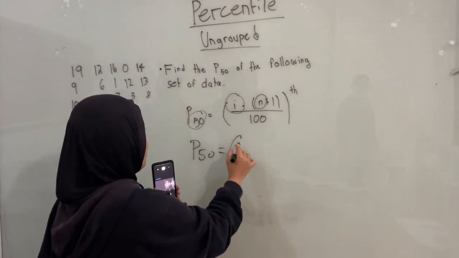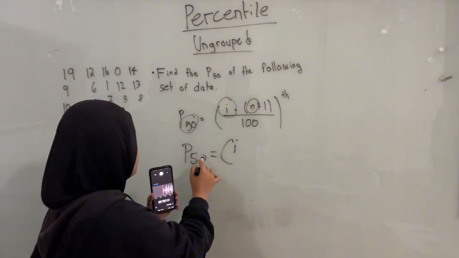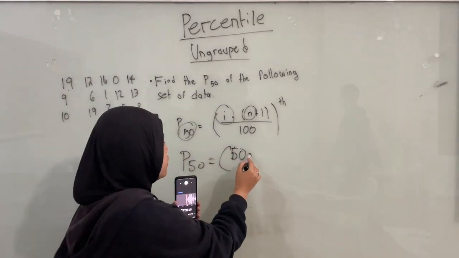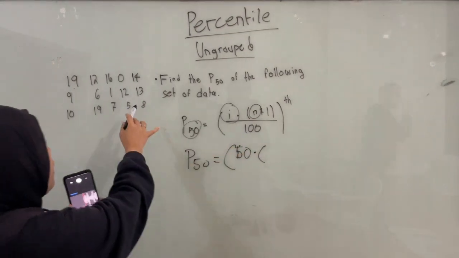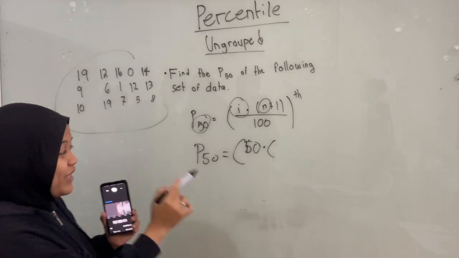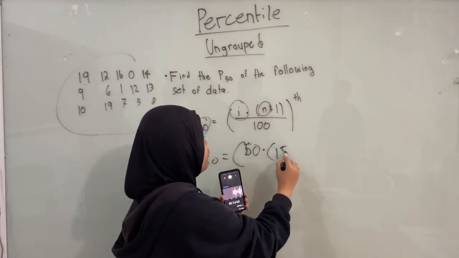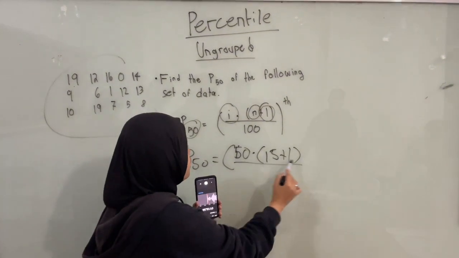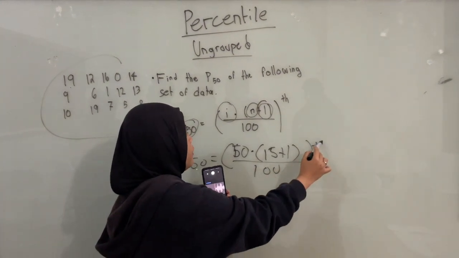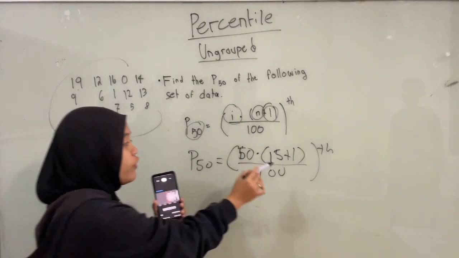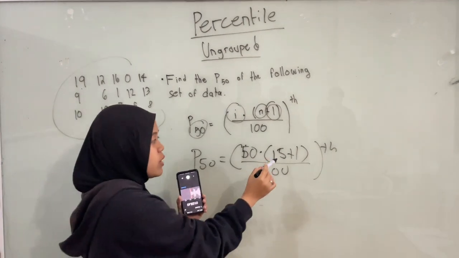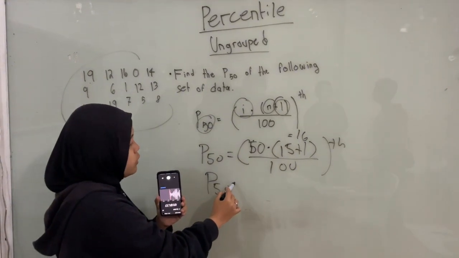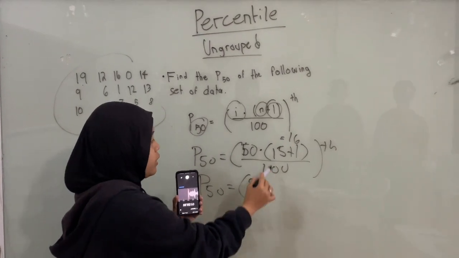Bale, P50 is equals to itong i. So, ang i natin is 50. Itong hinahanap natin. Then, times, parenthesis, itong n is, di ba, itong lahat is 15. 15 plus 1. Okay, given na tong plus 1. Bale, isulat lang natin ulit ito. Then, ipa-plus na naman natin tong 15 plus 1. 15 plus 1 is equals to 16. Yes. So, isulat natin ulit. Then, 50 times 16.